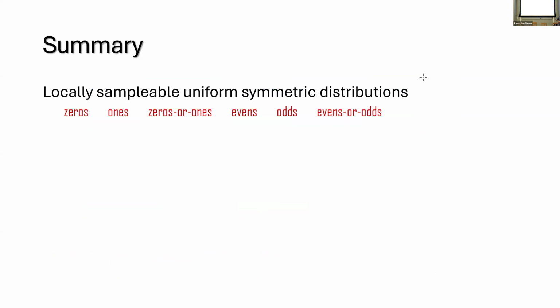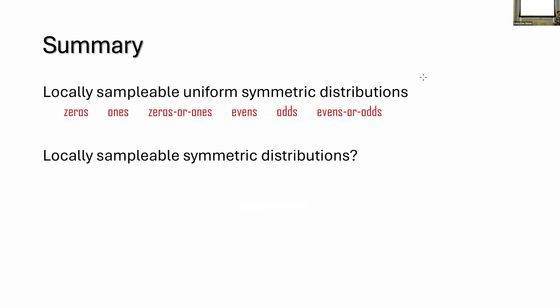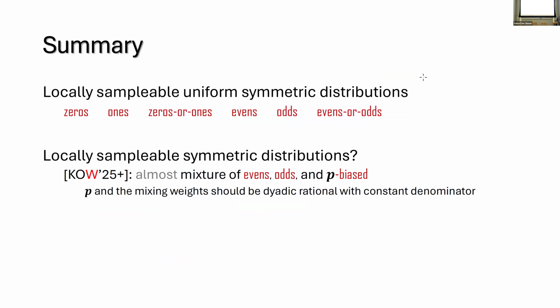Okay, so the summary here is we characterized all the uniform symmetric distributions that can be locally sampled, and there are 6 of them. You may want to drop this uniformity constraint. I just want to understand what kind of symmetric distribution you can generate, right? This is work in preparation, and we can do a classification as well. It will be almost a mixture of evens, odds, and p-bias distributions. Here, the even is the uniform distribution over even strings, odd is the uniform distribution over odd strings, and p-bias is independent bits where every bit has bias p. Furthermore, this p needs to be a dyadic rational with constant denominator, and the mixing weight should be a dyadic rational with constant denominator.